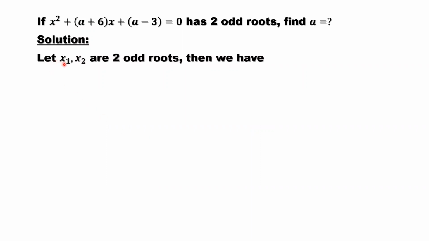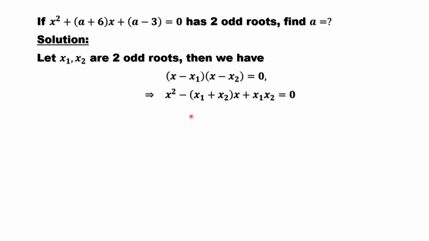If x1, x2 are two odd solutions for this given equation, then we have (x minus x1) times (x minus x2) equals 0. Simplify the left-hand side. We have this. Comparing this with the given equation, let's mark it.